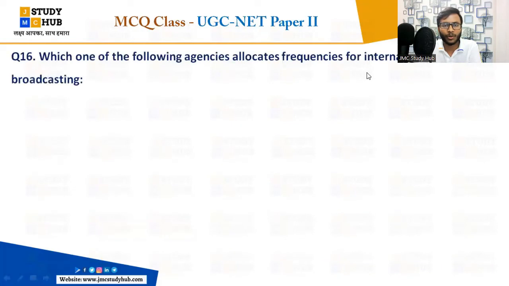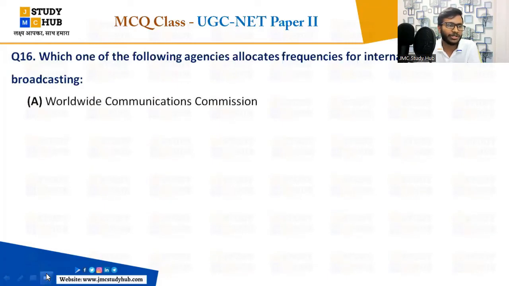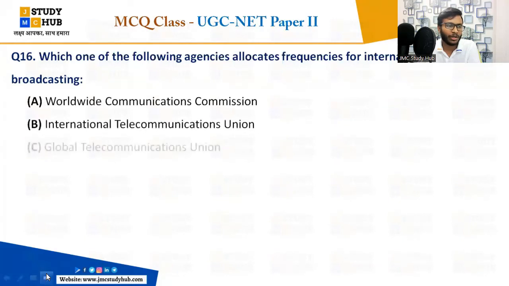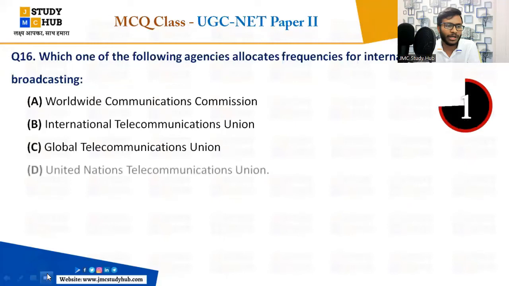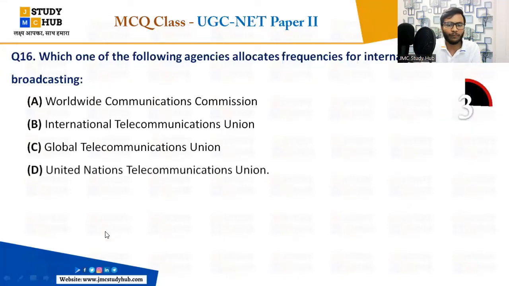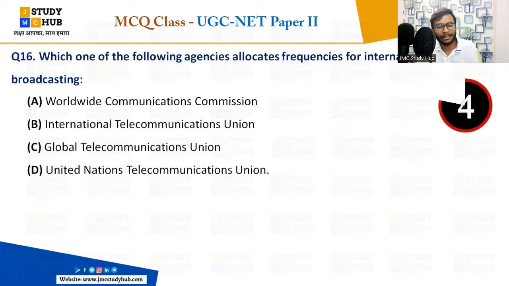Now question number 16. It is about which one of the following agencies allocates the frequencies for international broadcasting. Do not get confused, just read it two times. Do baar aap question ko padhiye, it will give you the final answer. So that is international broadcasting it is asking. Options: Worldwide Communications Commission, International Telecommunication Union, Global Telecommunication Union, and D, United Nations Telecommunications. Everybody answer.